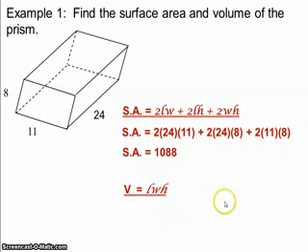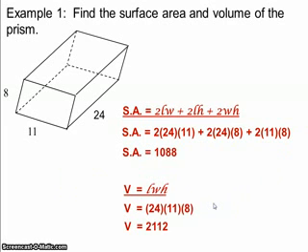For volume, it's length times width times height. Plug that into the formula, and 2112 is our answer. And that's all there is to doing rectangular prisms.